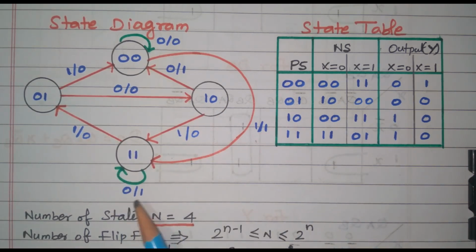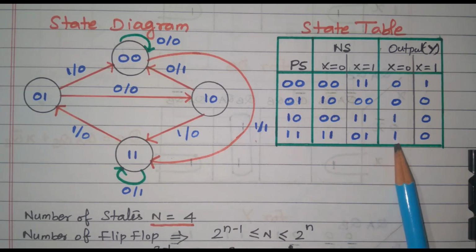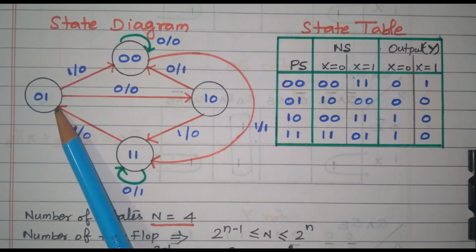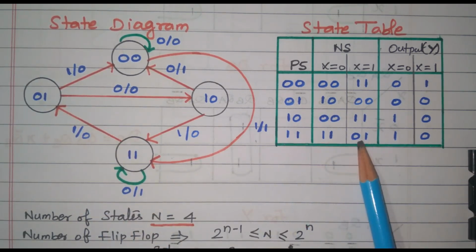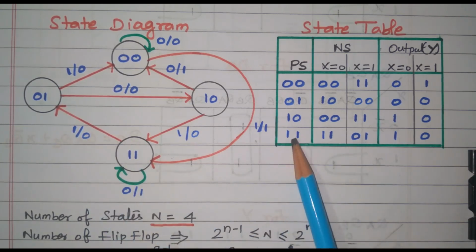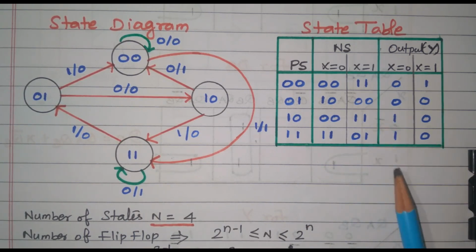For input equal to 0 output is 1, right. So, 11 goes to 11 itself, input 0 output 1. The same 11 goes to 01 for input equal to 1, output equal to 0, right.